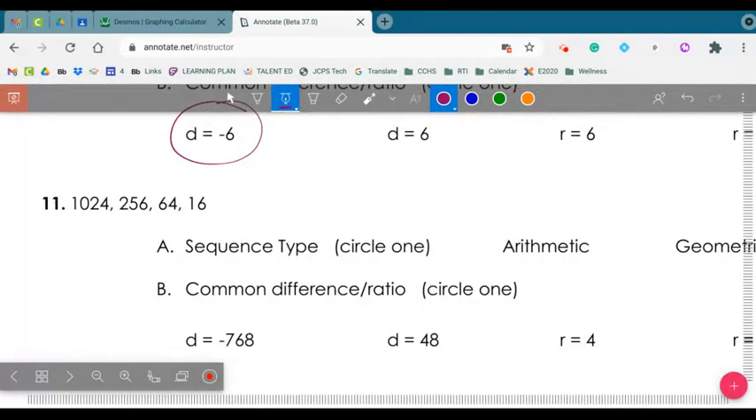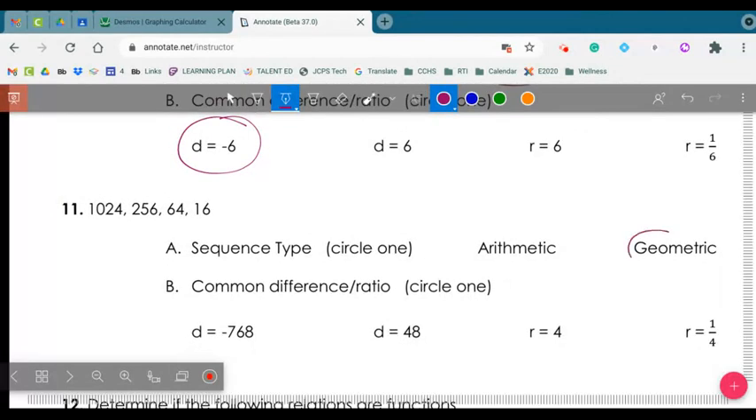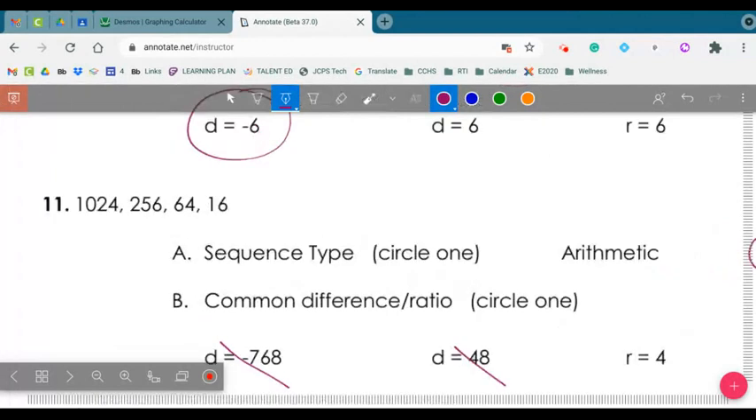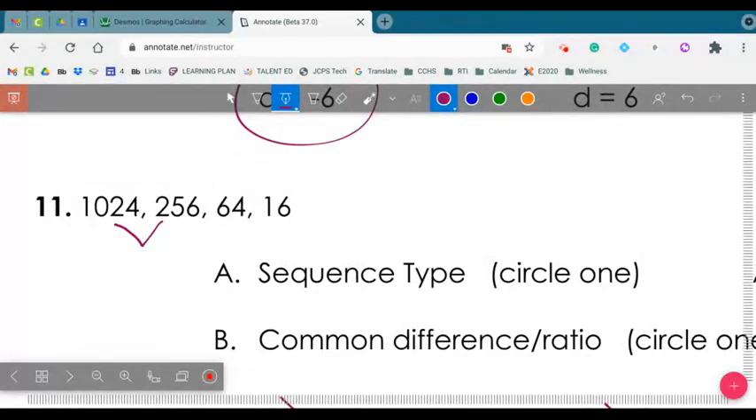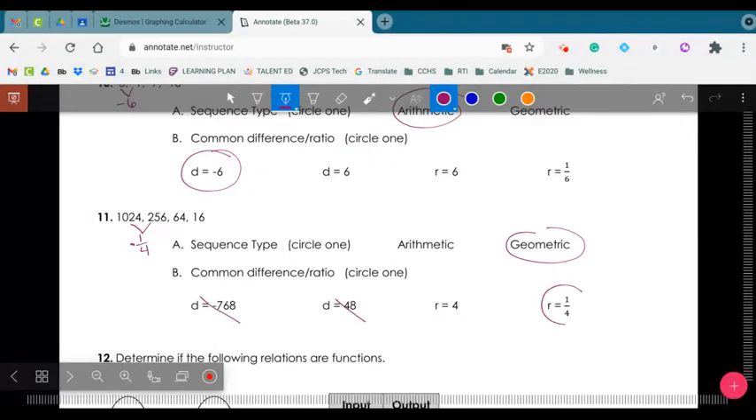Next one, we go from 1,024 to 256 to 64 to 16. So what I would do, we know we're going down and we're multiplying. So we have to be multiplying by a fraction. So if we're multiplying, we know it has to be geometric, and we can eliminate these two. Well, we know it's a fraction, so we know it has to be 1/4, but let's double check. If you type in 1,024 divided by 256, you should get 4. So you know you're multiplying by 1/4. So this one has to be a ratio of 1/4.